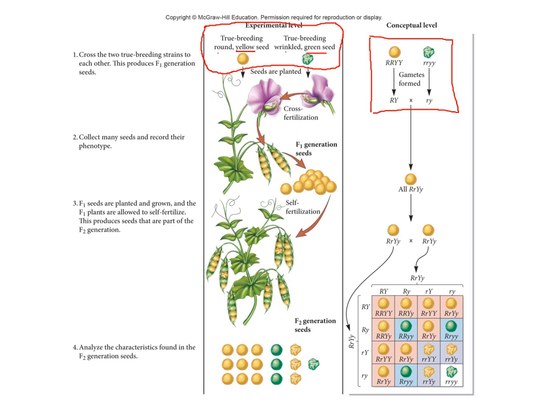Now, this one is a dihybrid, meaning we're looking at 2 different traits, and it also brings up what we like to call the Law of Independent Assortment.